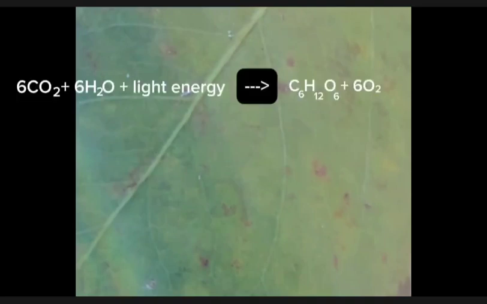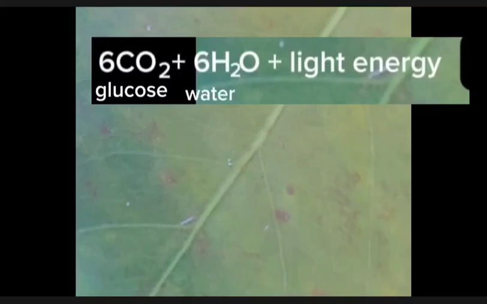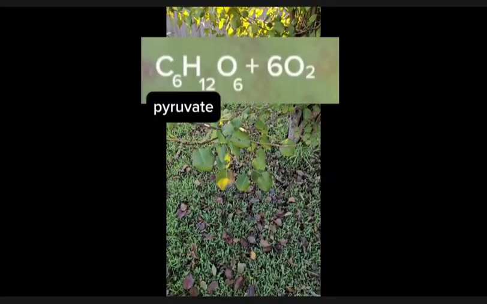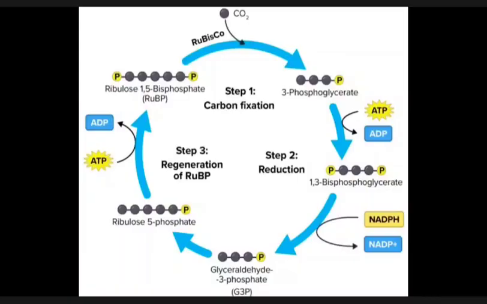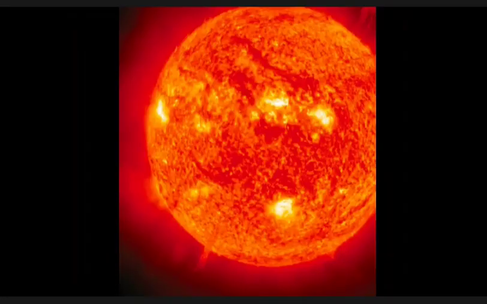The equation is this. The reactants of this equation are glucose, water, and light energy. The products are pyruvate and 6 oxygen molecules. After the light reactions finish their job and release oxygen, the Calvin cycle happens. This is considered a light-independent reaction because light is not needed for the reaction to occur. Light reactions, as hinted at by the name, are light-dependent reactions.